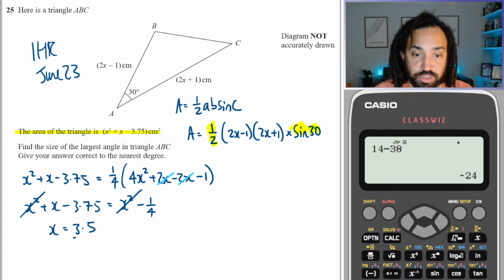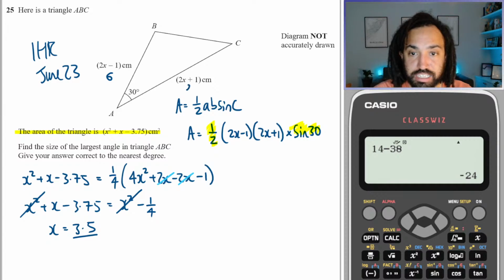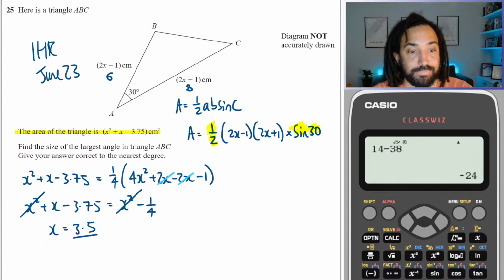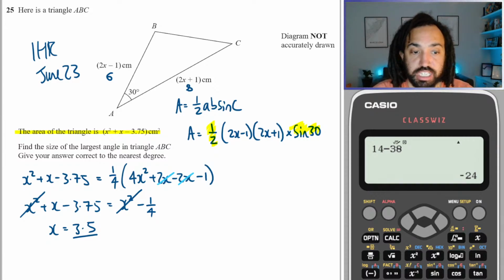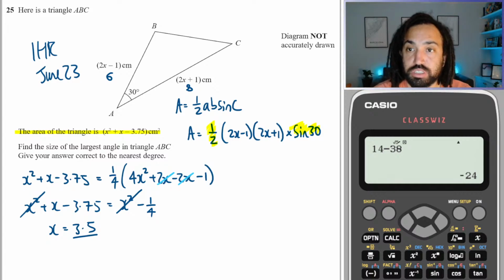So if x is 3.5, then this will be 6, and this will be 8. Why did I change the half to a quarter? Because sine of 30 is a half. So it's a half times a half, which gives us a quarter.